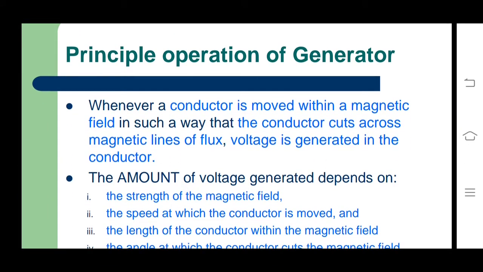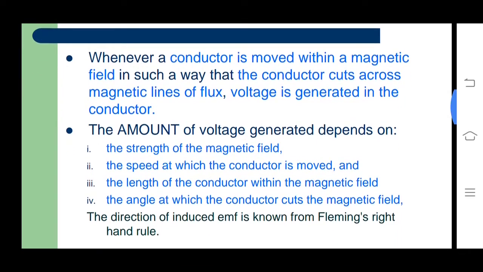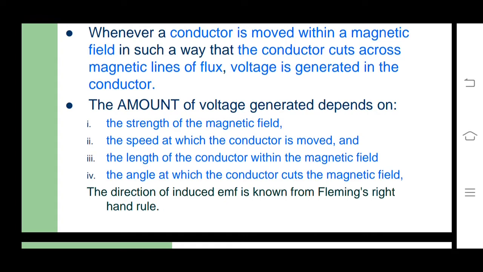So the principle of operation of a DC generator: whenever a conductor is moved within a magnetic field in such a way that the conductor cuts across magnetic lines of flux, voltage is generated in the conductor. The amount of voltage generated depends upon the strength of the magnetic field, that means the flux production. If the flux production is more, then the amount of voltage generated is also more.